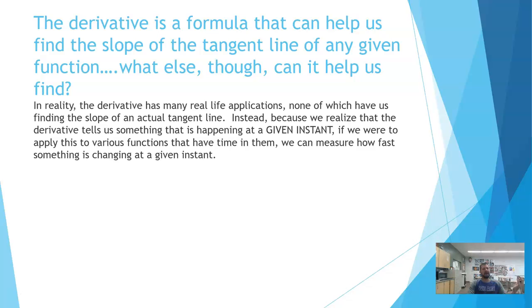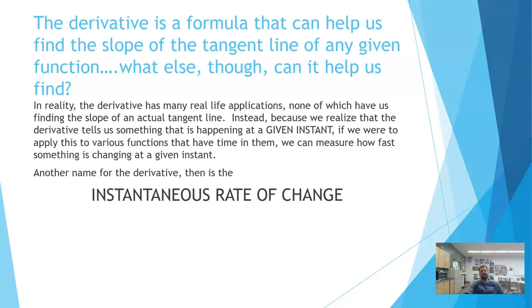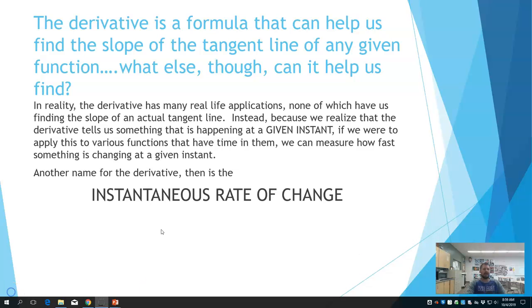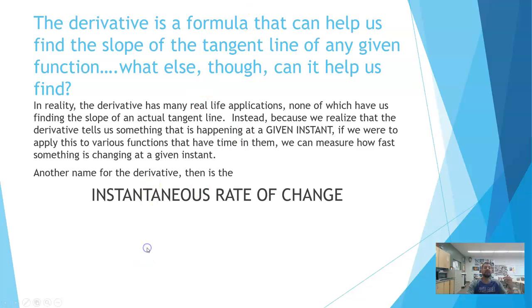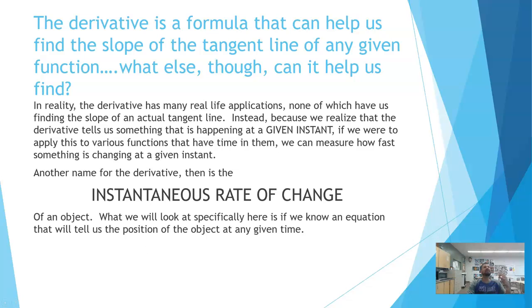But in reality, if we find the derivative of something that is happening at a given instant, we're saying that is telling us how fast something is changing. And so another name for the derivative is the instantaneous rate of change. It might not seem like that big of a deal, but when we realize that what we're talking about is a rate of change, all of a sudden this becomes a much bigger deal, specifically as we look at an object that is in motion.